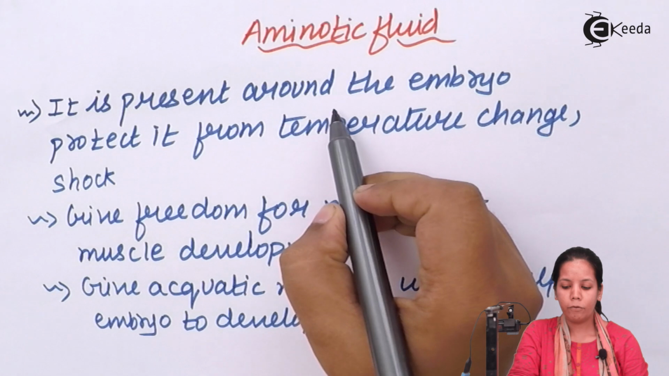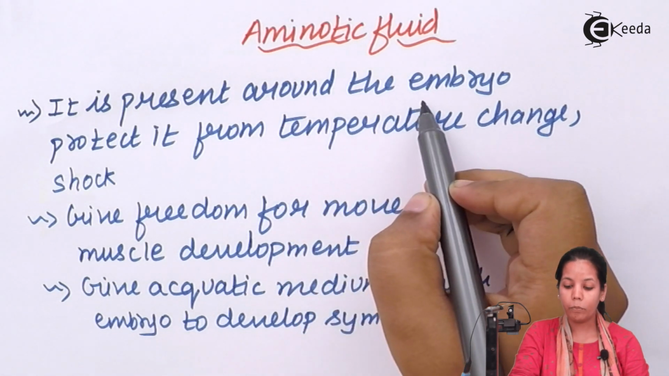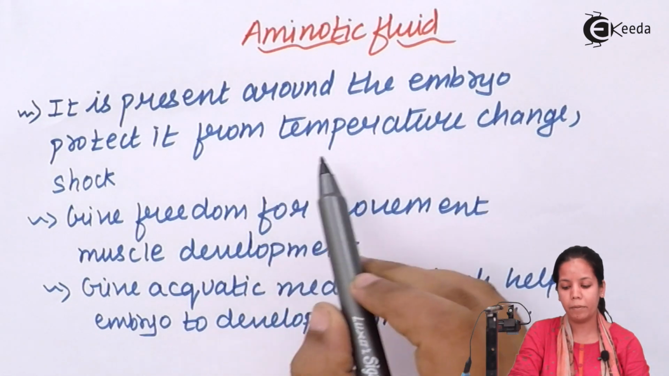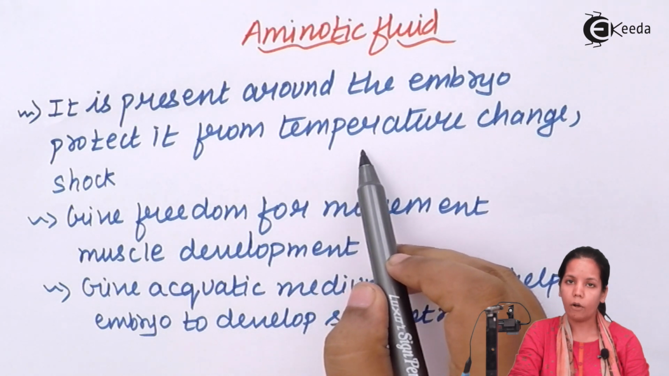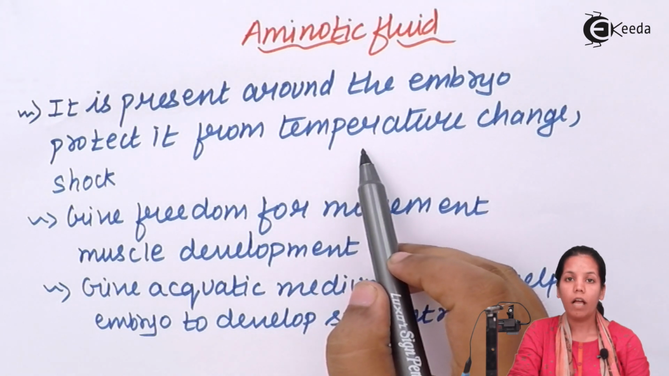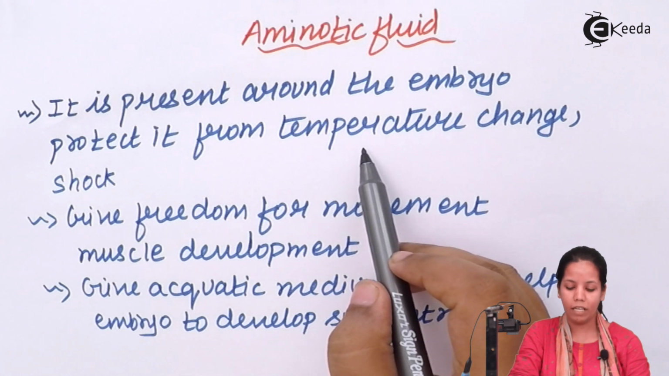Now amniotic fluid which is present around the embryo protects the child from temperature changes or any shock that's happening in that region. Amniotic fluid will protect the child or the embryo.